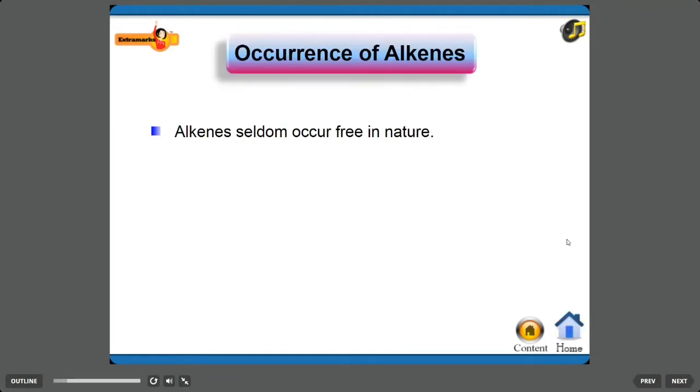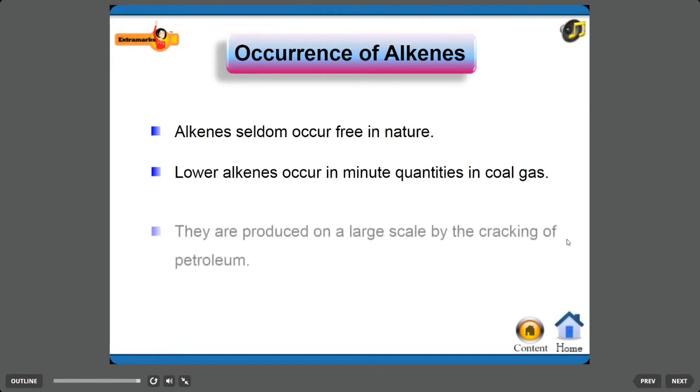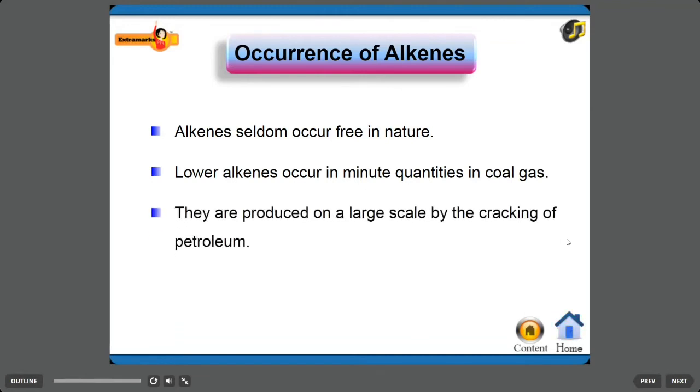Now we will study about the occurrence of alkenes. Alkenes seldom occur free in nature. Lower alkenes occur in minute quantities in coal gas. They are produced on a large scale by the cracking of petroleum.